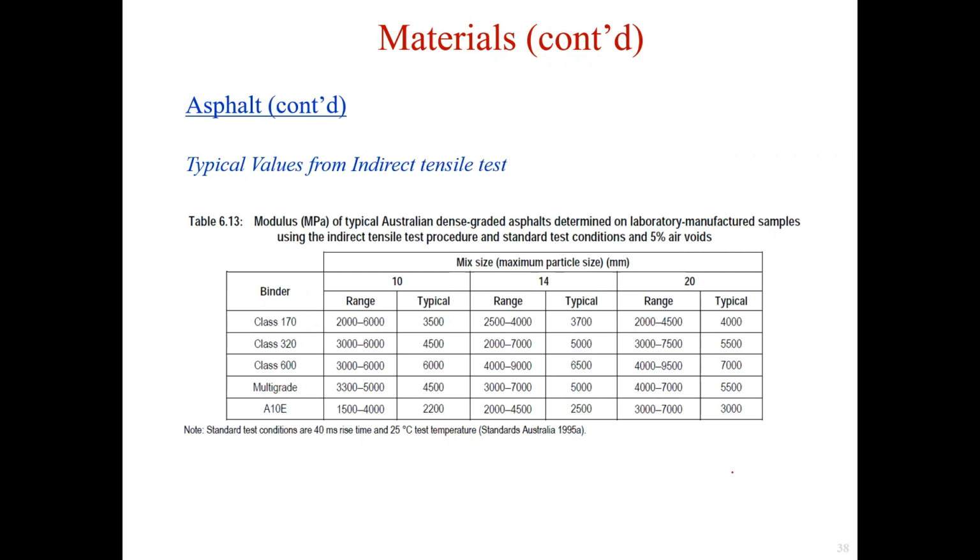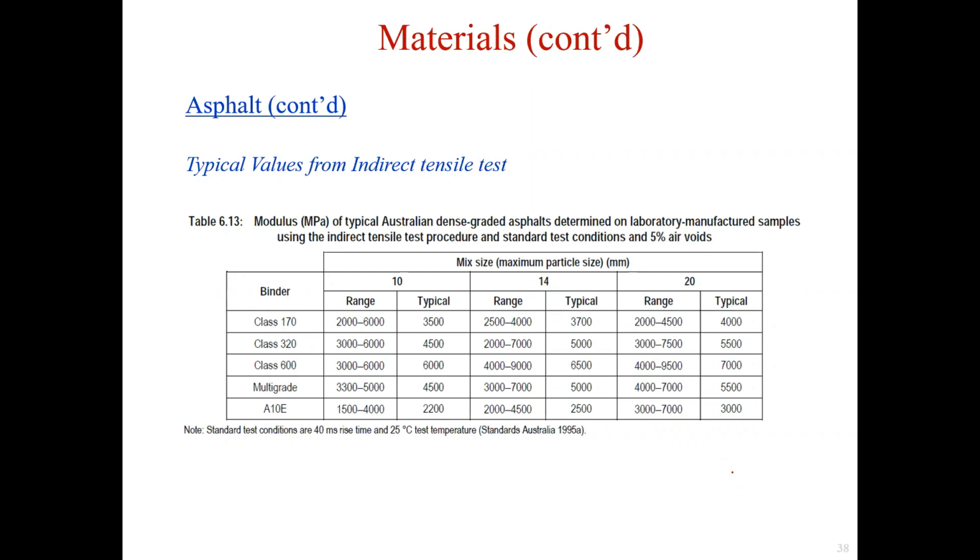Table 6.4 presents modulus values from the indirect tensile test and the standard test conditions for typical dense graded asphalt mix used by Austroads member authorities. The results are for laboratory manufactured samples, with the likely range of values together with typical recommended values. These values are provided for a range of mix size and binder type.